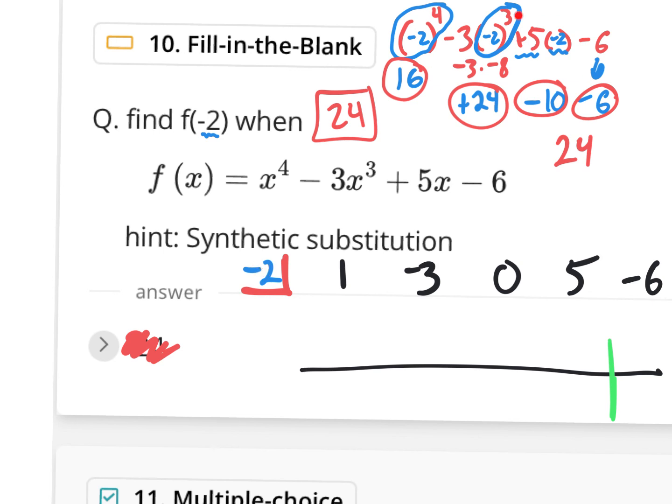If you want to stick with the original way of evaluating, plug in your negative 2 with parentheses, do all that math and get 24. That's great. Just want to show you some alternative options that might be easier for you.